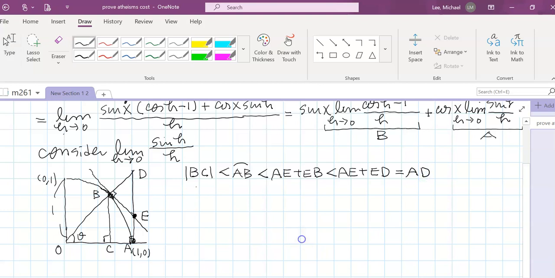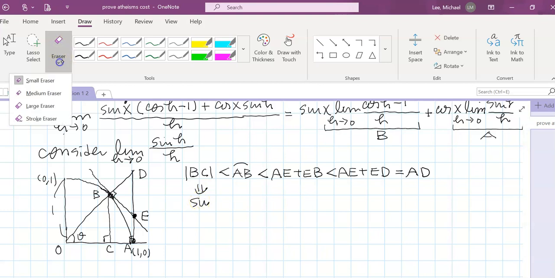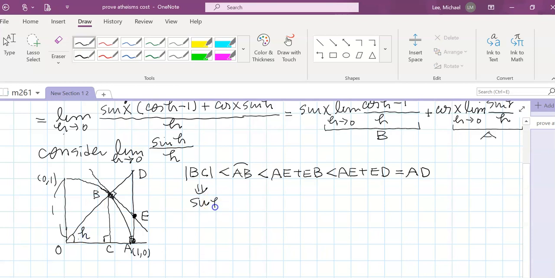Now, what is BC? BC is simply sine of theta. Actually, I'm going to use h, because there's no reason why I changed to theta. Just keep the h. So this is sine of h. And then AB is 1 times theta. And AD is the tangent of theta. So this is tangent of theta.